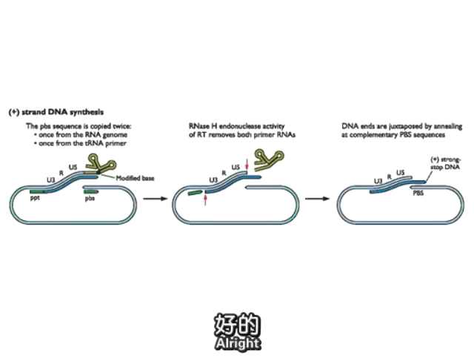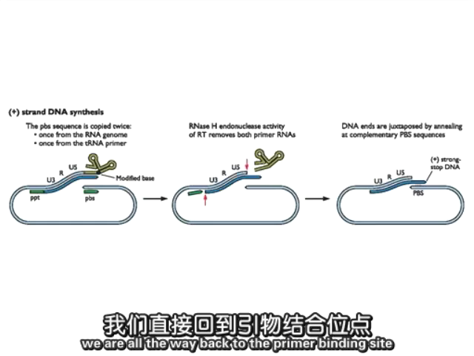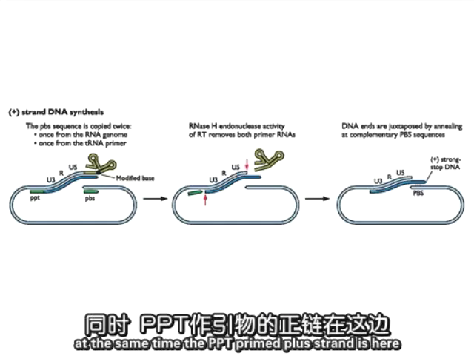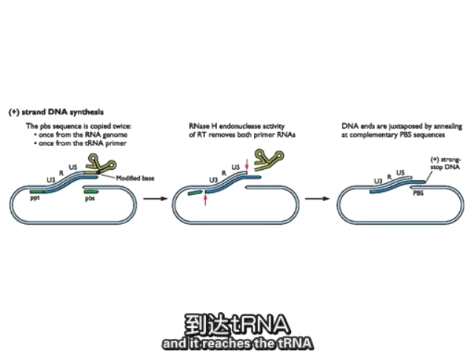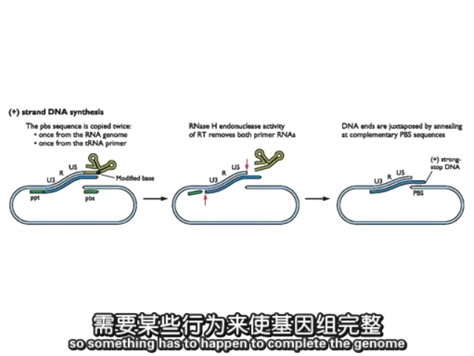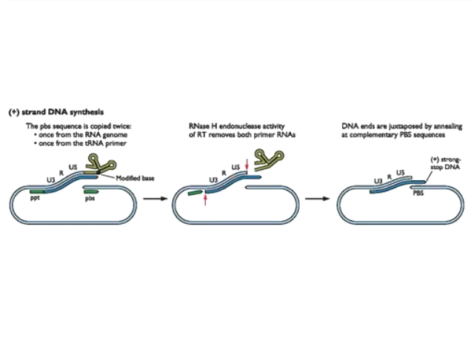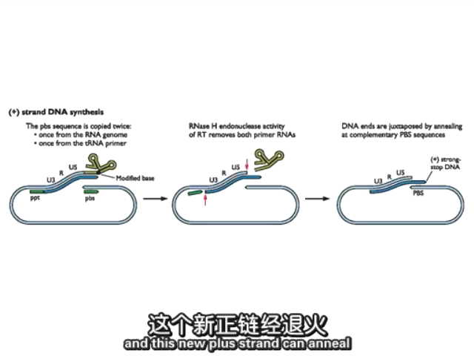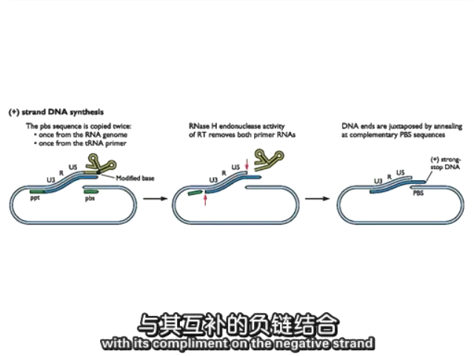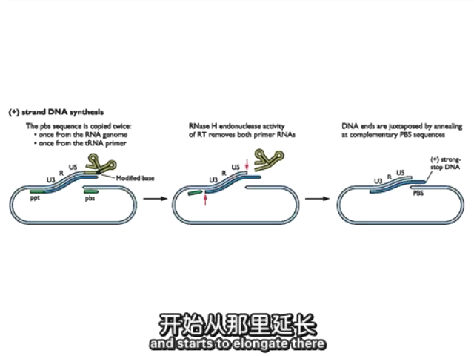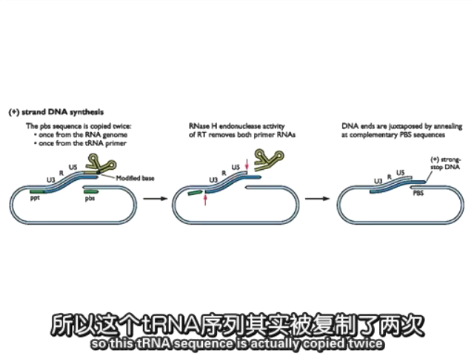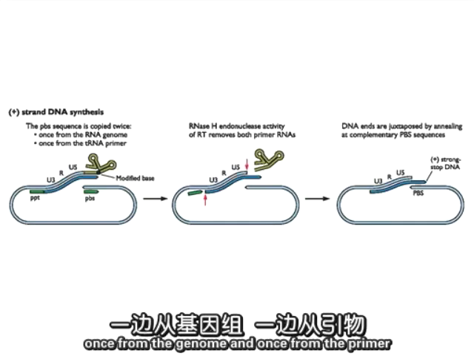All right, and then finally the negative strand is completed. We're all the way back to the primer binding site. At the same time, the PPT primed plus strand is here, and it reaches the tRNA. So something has to happen to complete the genome, and what happens is the tRNA primer is removed from here, and this new plus strand can anneal with its complement on the negative strand and starts to elongate there. So this tRNA sequence is actually copied twice, as you can see here, once from the genome and once from the primer.